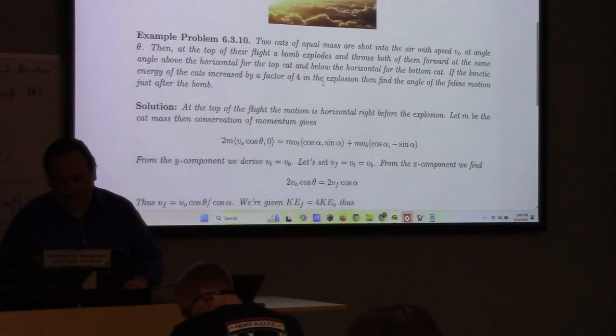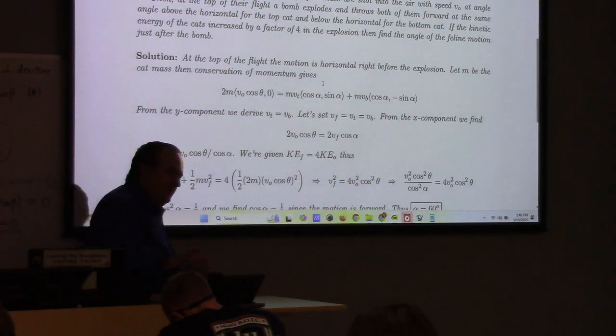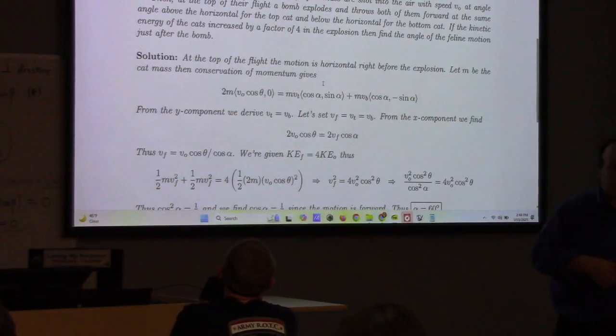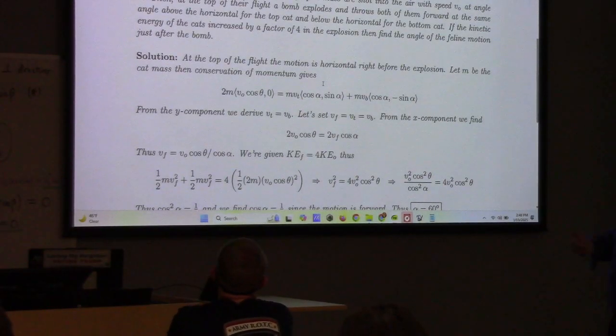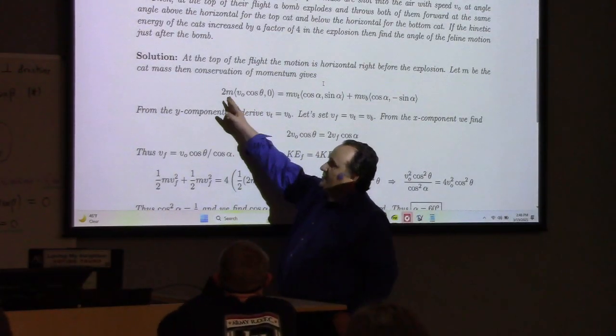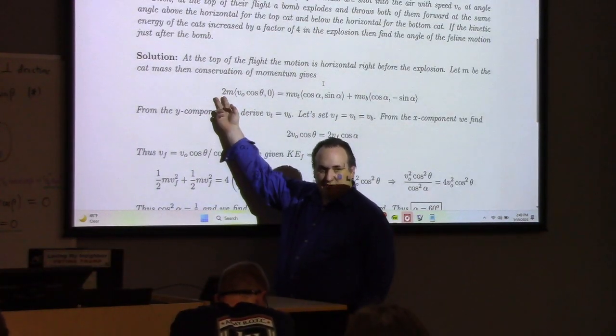And when I put this on the test, last year or the year before, whatever it was that I did it, I did have some students get it, and I had others not, because this is kind of tricky. But it's really not that tricky. You just conserve momentum. All right, so the momentum before, I'm saying that the mass of the cat is m, so twice the mass is the total mass of the cat-cat system.